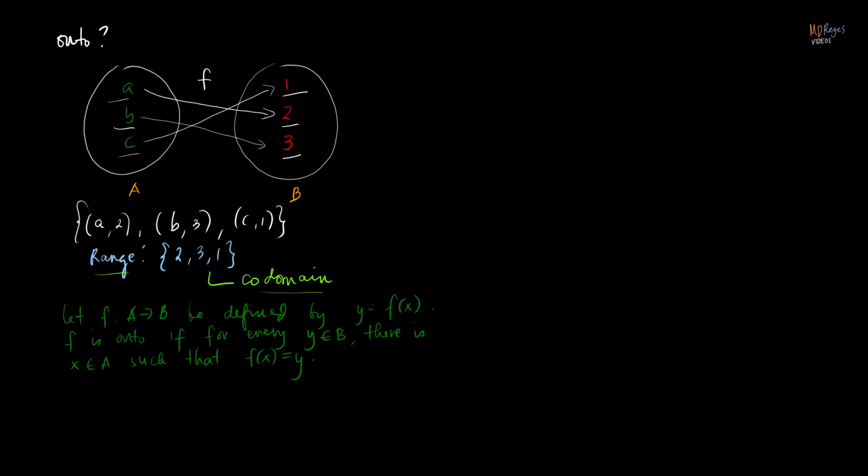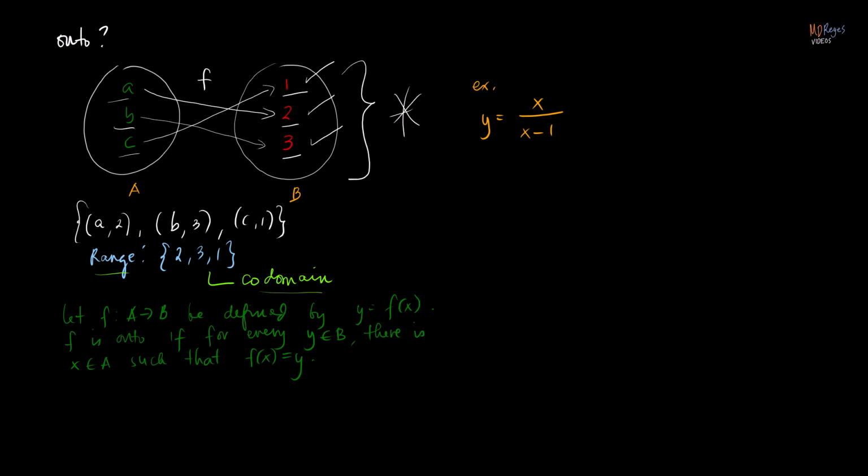So to say that a function is onto, we have to make sure that every element in the codomain is an image of the elements in the domain. Or we can just say that every element in the codomain is being used in the function, just like in this given function. So if ever one of the three numbers 1, 2, 3 is not used in the function, then we cannot say that the function is onto.